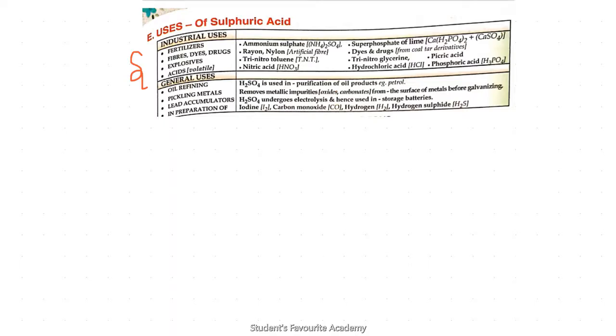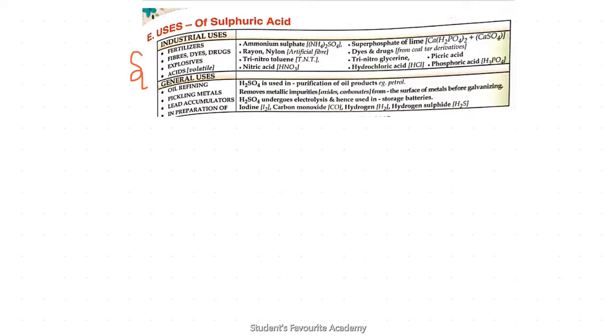Now in case of acids, we just studied that if I want to form nitric acid or hydrochloric acid, then what is happening? The hydrogen chloride gas is being formed, or nitric acid is being formed. And of course it is also used in making phosphoric acid, that is H3PO4 as well.